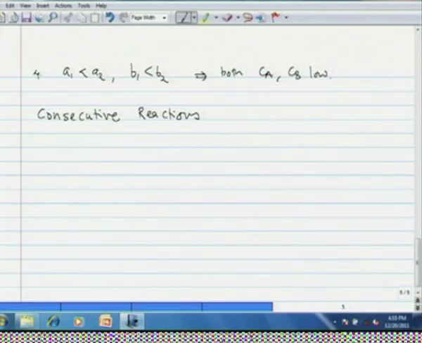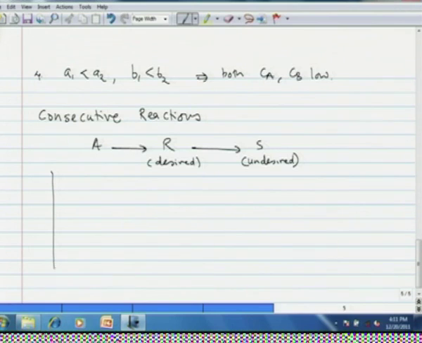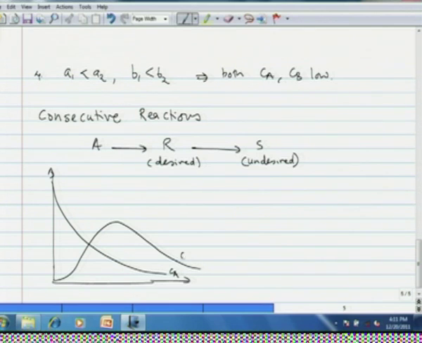You may also have consecutive reactions, like A goes to R, which is the desired product, which then gets converted to S, which is the undesired product. You might recall that in a previous lecture we have dealt with such kind of a system. The typical concentration profile in this particular case would look like this. Concentration of A continuously decreases with time, concentration of B, the intermediate product, shows a maxima, and concentration of C continuously increases with time.